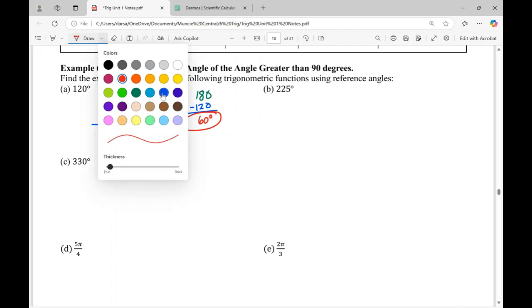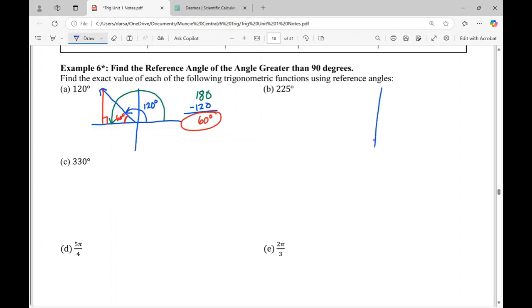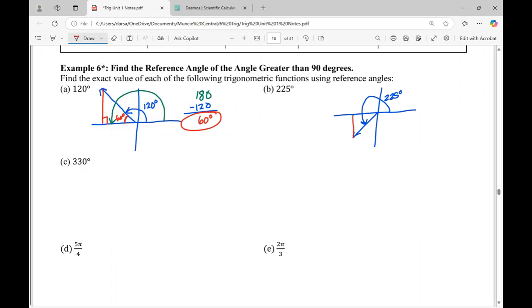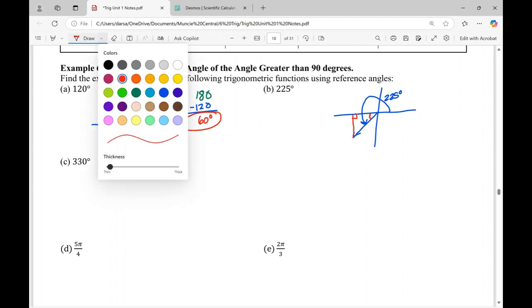Let's try an angle that is in quadrant 3. 225, that is an angle that is down here in quadrant 3. We went 225 degrees, which is past the 180. So how do I find the reference angle? I connect the terminal side to the x-axis with a straight line. What we want is just this much of the angle right there. We don't want all 225 degrees. That's not the reference angle.